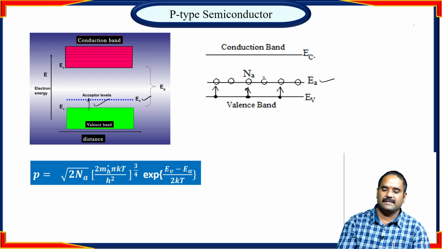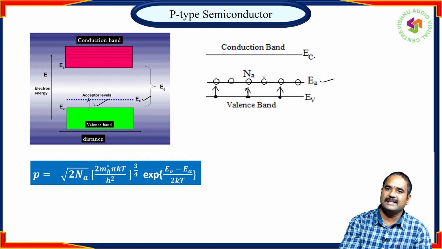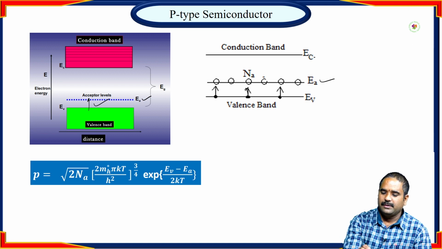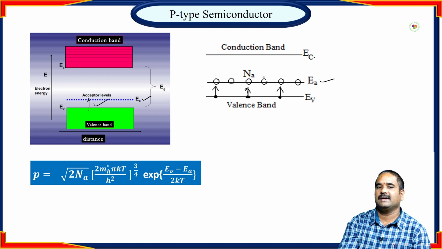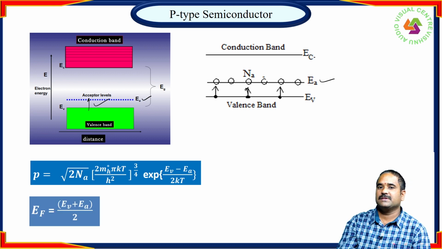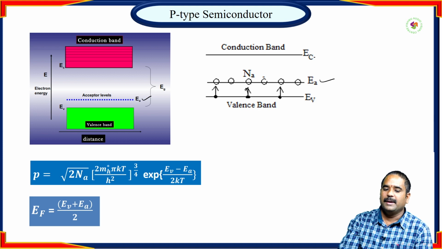Carrier concentration of p-type semiconductor, p is equals to square root of 2Na, here Na is acceptor concentration, that is the impurity concentration of trivalent impurity atoms, into 2 pi mh star kT by h square, 3 by 4 exponential of EV minus EA by 2 kT. Here mh star is the effective mass of hole. And the Fermi level, EF is equals to EV plus EA by 2. Means Fermi level exists in the middle of valence band and acceptor energy level.